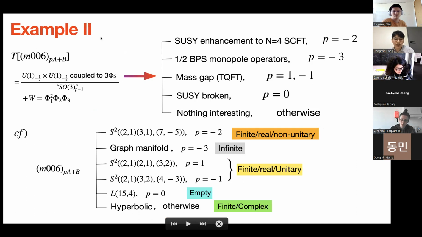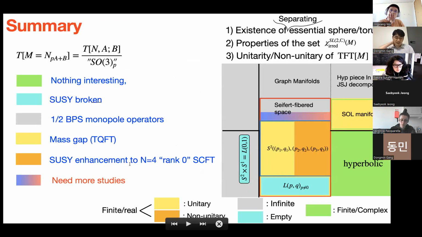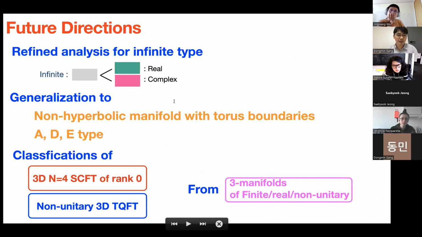And similarly, we can do the second example, and it also works nicely. We also give more examples, and we found that there are no exceptions. And this is the conclusion of my talk, and there are some further directions, and let me stop here. Yeah, thank you for your attention.